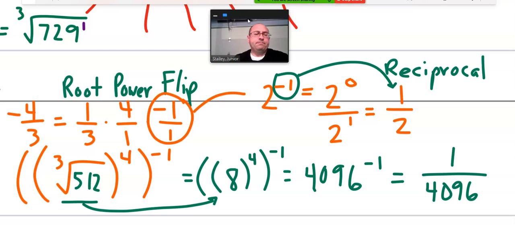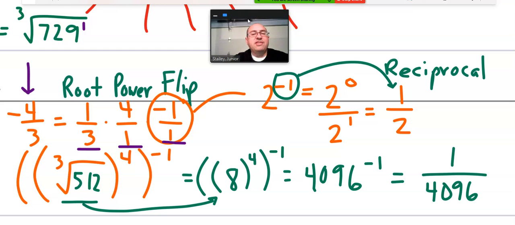So, the denominator is the root. The numerator is the power. What about the negative? I want you to notice over here that I took the negative 4/3 exponent on this question and I split it into 3 pieces. First, I split it into the root. Then I have the power. And I'm saying to you this word flip.